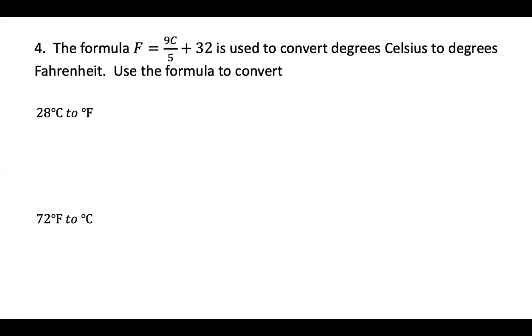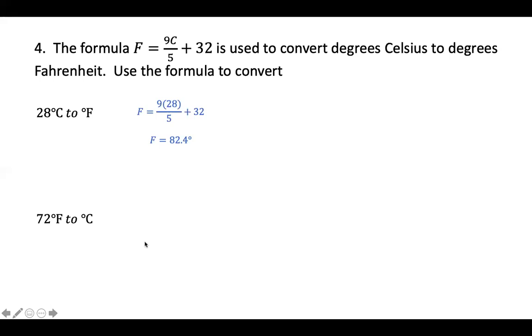This is the formula that's used to convert degrees Celsius to degrees Fahrenheit. You put in whatever the degrees in Celsius is for C, and it pops out the degrees in Fahrenheit. Part A was 28 degrees Celsius to degrees Fahrenheit. We're trying to find degrees Fahrenheit, which is the way our equation is already set up. We take the equation exactly as it is, plug in 28 for our C, and when you plug that into your calculator, you'll find that in degrees Fahrenheit, it's 82.4.